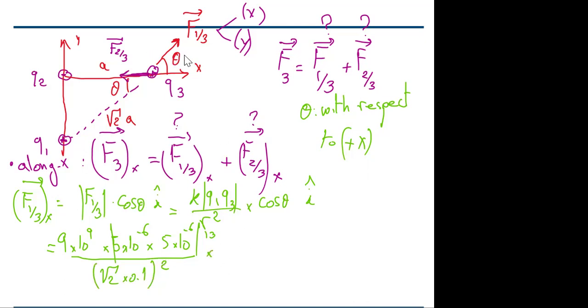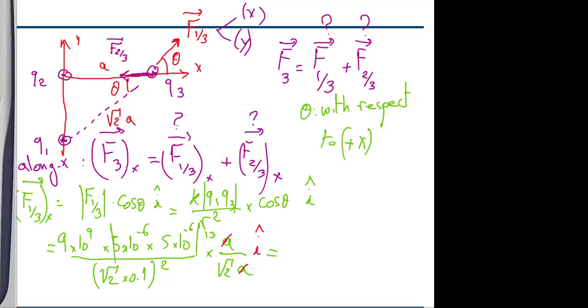We don't have any information about theta, but we know that cosine theta is the adjacent divided by the hypotenuse. That means a divided by square root of 2 a. We have this a and a, they will cancel each other. So don't forget that it's along vector i.